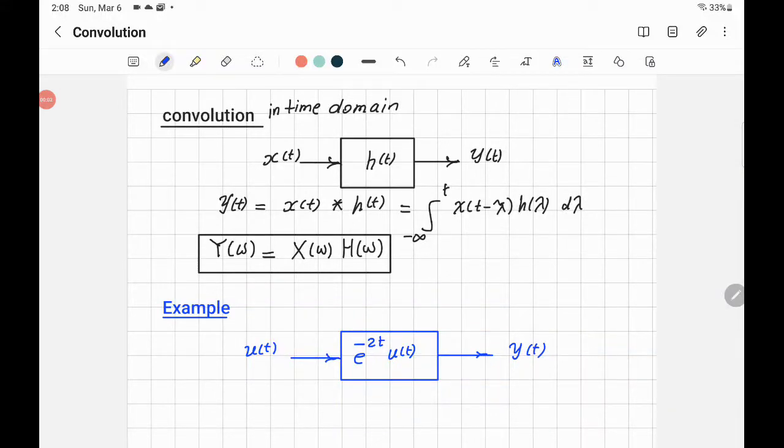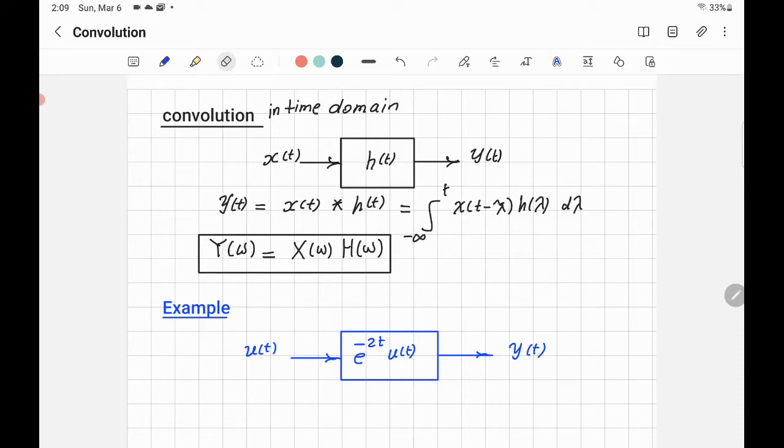Convolution in time domain. How can we find the Fourier transform if there's a signal convolved with another signal? Usually, the application of convolution: if you have a linear time system defined by the impulse response h of t, and you have the input x of t, and you want to find the output y of t, we'll say y of t is equal to x of t convolved with h of t.